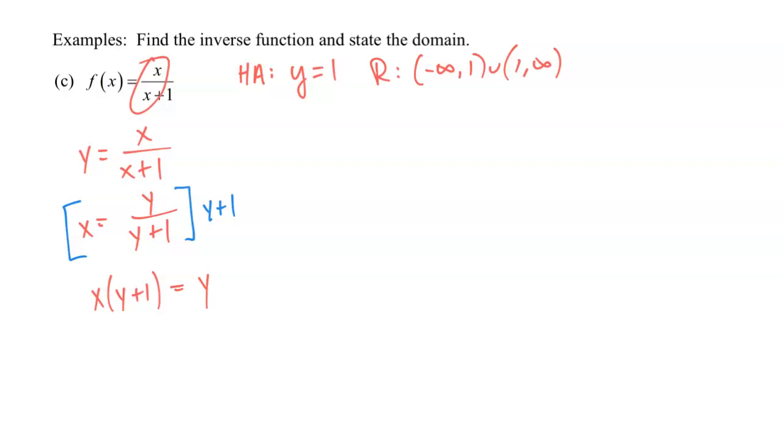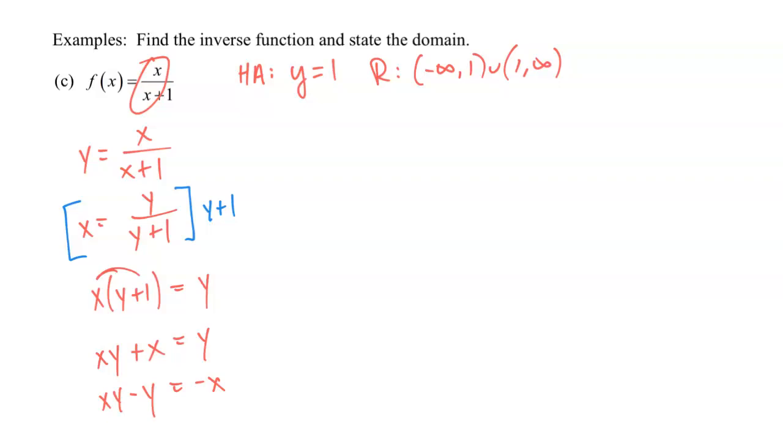Okay, on the left-hand side, I'm going to then distribute this x, which is going to give me xy plus x is equal to y. And now, because I'm trying to solve for y, I'm going to get all of the terms with y on the same side of the equation, which means I need to move this y right here over to be with this term that also has a y. And so that means I'm going to subtract it to the other side. And anything that doesn't have y, so for example, this x right here, it needs to move to the other side of the equation, which means it's going to become a negative x.